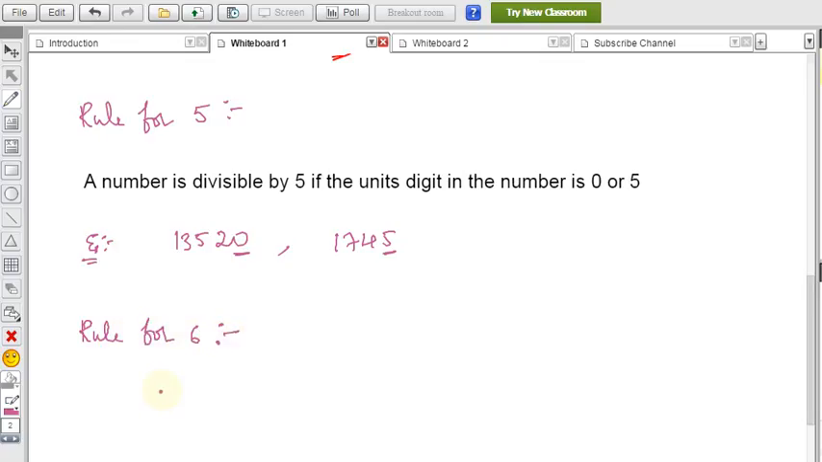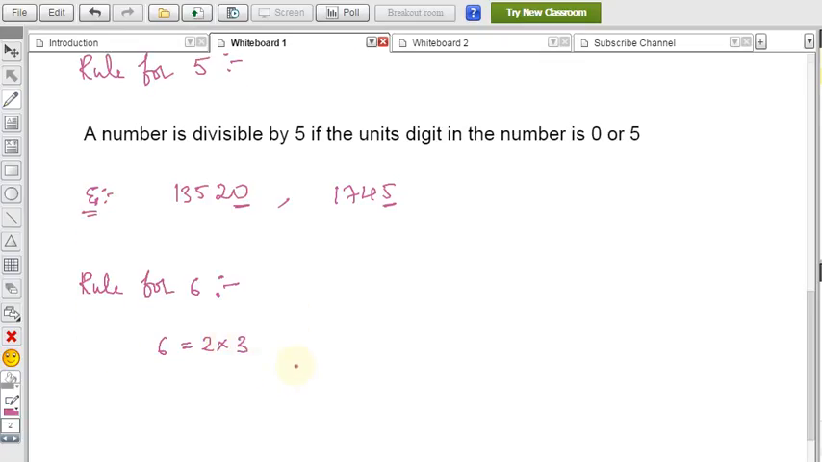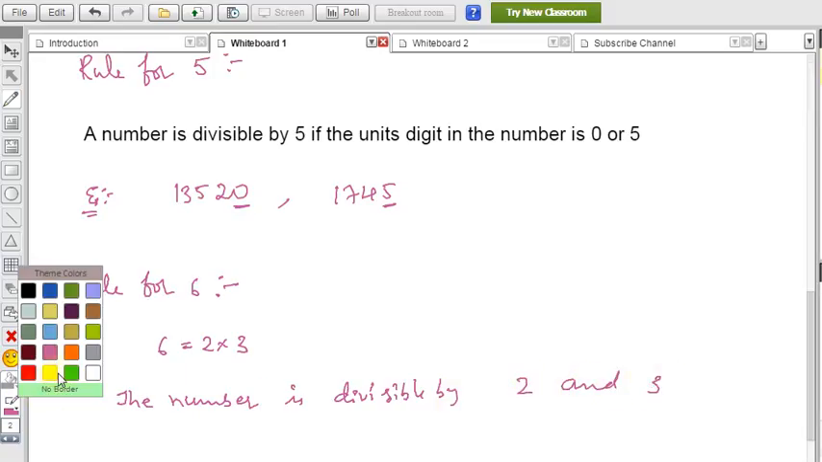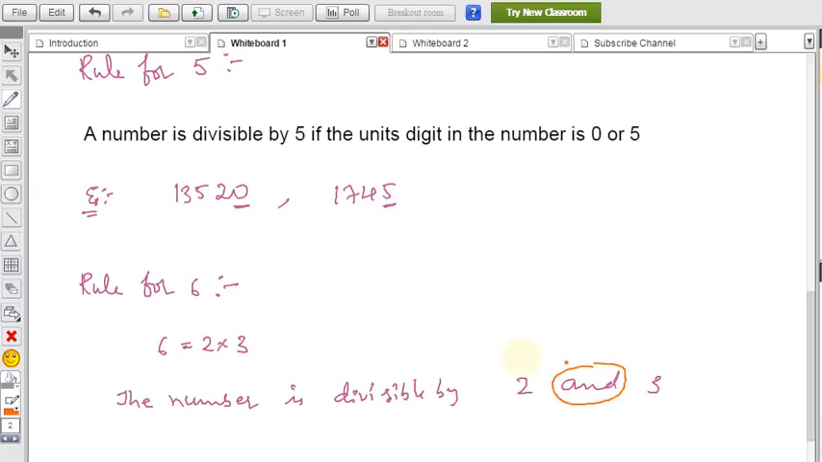Rule for 6. Actually 6 is equal to 2 into 3. Both are prime numbers. So the rule for 6 is that the number should be divisible by 2 and 3. Here I am applying an AND word. That means it should be divisible by 2 as well as by 3. If it is divisible by 2 and 3, then the number is surely divisible by 6.